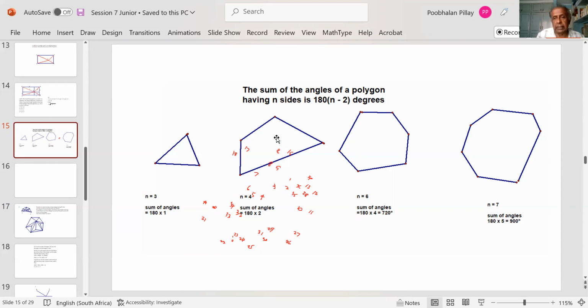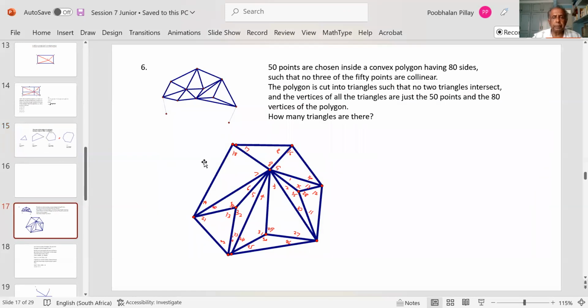Right, so it verifies. If you take a quadrilateral and add up all the angles, what do you get? Well, n is equal to 4 in this case. 4 minus 2 is 2. So it's 180 times 2, which is 360. So if you add the angles of a quadrilateral, you're going to get 360. Likewise, if you take a hexagon, which is a 6-sided figure, you're going to get 720. And if you have a 7-sided figure, you're going to get 900. That is, the angles add up to 900 degrees. So that's an important formula. Now we can go on to our problem.